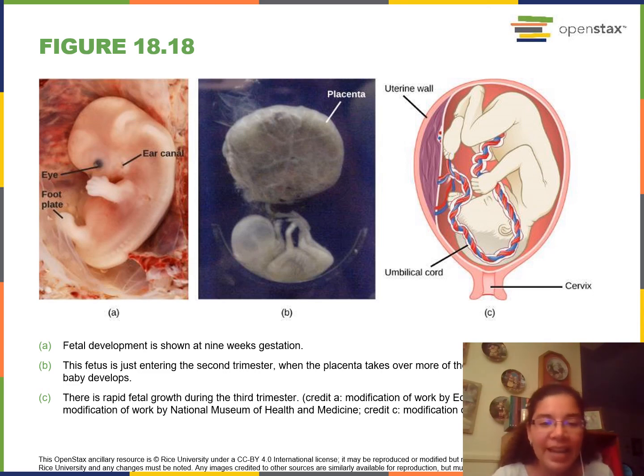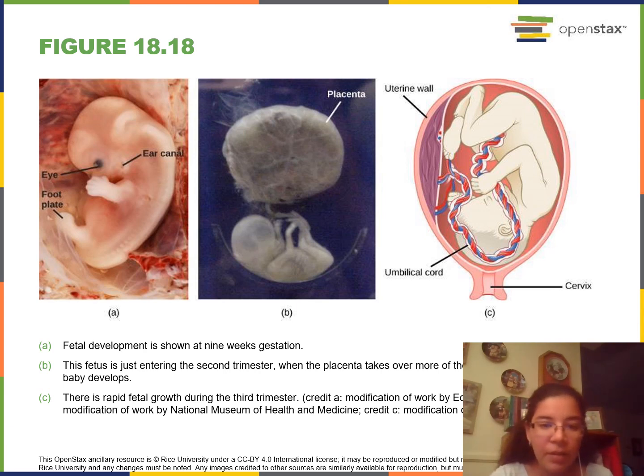At 9 weeks, we have an eye, foot plate, ear canal, the limbs already forming, and then the hands, the fingers already formed, but there are still cells in between the fingers. For the fingers to actually form, apoptosis has to take place. Programmed cell death will take place to form the fingers. Then for figure B, we have the fetus entering second trimester. So placenta now takes over the role of the corpus luteum. The corpus luteum can now degenerate. The placenta will take over and secrete the hormones necessary to have a successful gestational period.